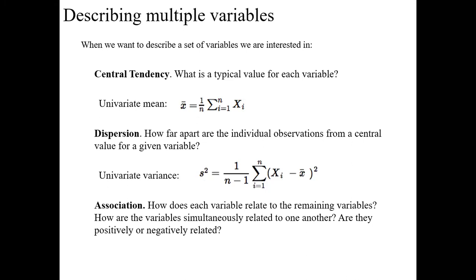So what are we doing when describing multiple variables? Well, in general, we're interested in the central tendency of a variable, so there's the formula for the univariate mean, and we're interested in dispersion, for one variable, the univariate variance. In describing multiple variables, we're also interested in association. So how does each variable relate to the remaining variables, and how are they related to one another? Pairwise and then multi-pairwise relationships.